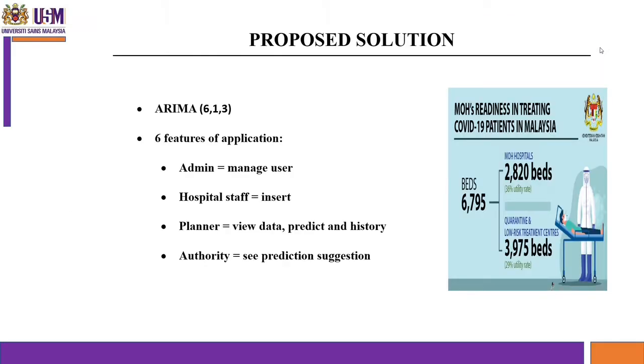For the proposed solution, I use the ARIMA 613 model to get the number of predictions back. The application will have 6 features across the users: the admin will manage the users, the hospital staff will insert the data file, the planner will have 3 activities, which are view data, do prediction, and view the history. Then the authority will see the prediction suggestion.